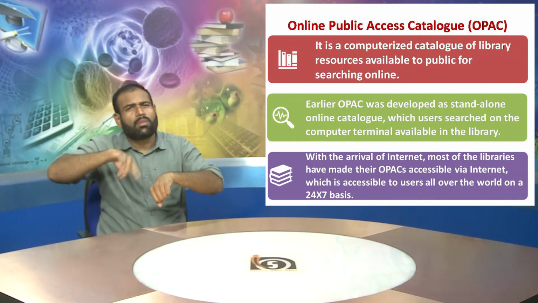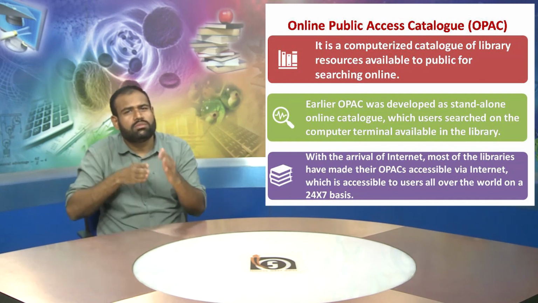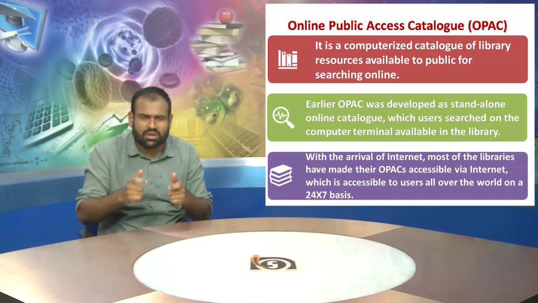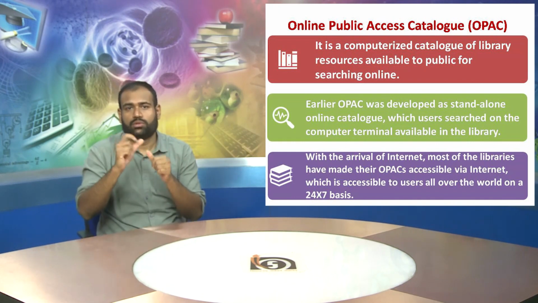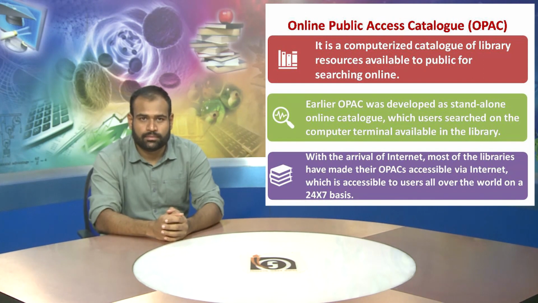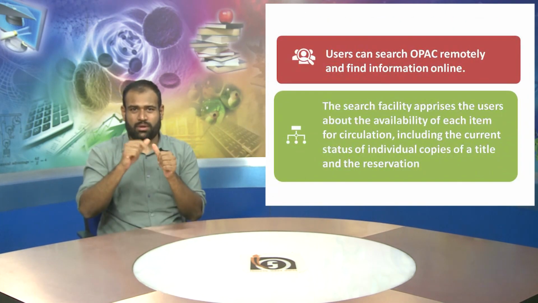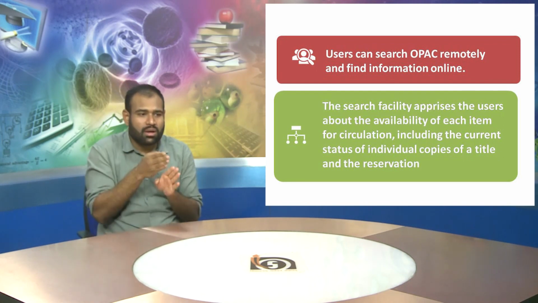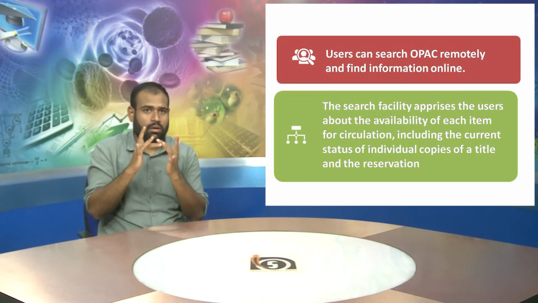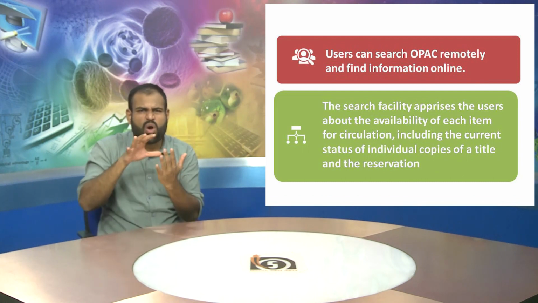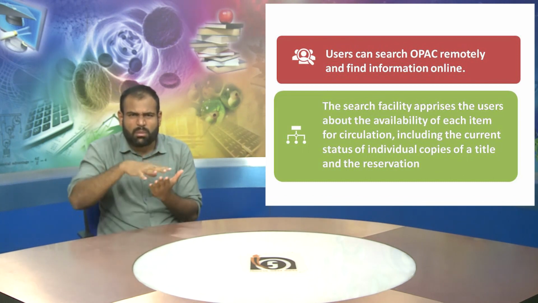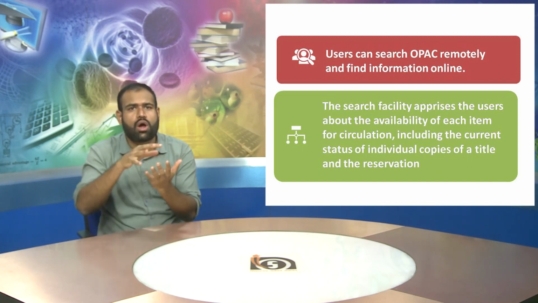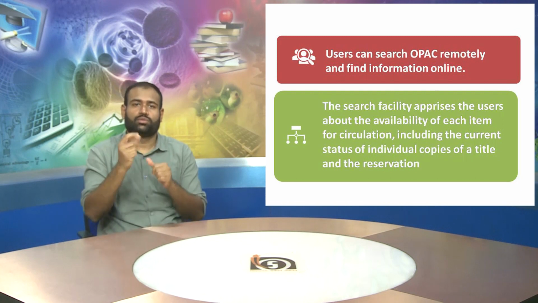With the arrival of the internet, most of the libraries have made their OPACs accessible via the internet, which is accessible to users all over the world on a 24/7 basis. Users can search OPAC remotely and find information online. The search facility apprises the users about the availability of each item for circulation, including the current status of individual copies of a title and the reservation.